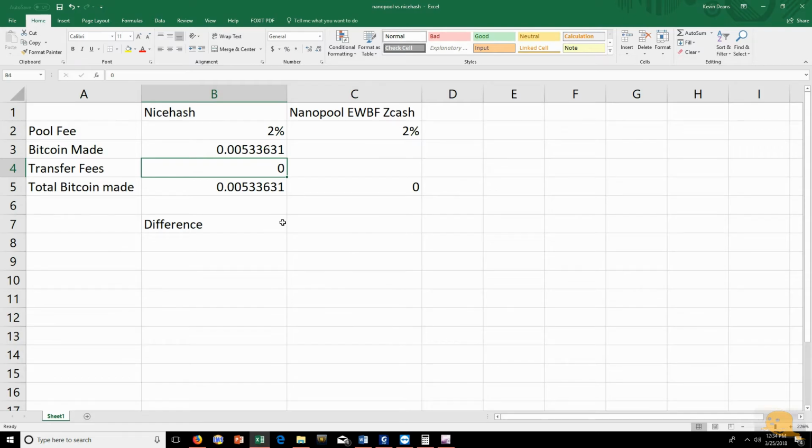So guys, in the next week we're going to be putting Nanopool on. We're going to run the EWBF Zcash miner, and we're going to look at the differences next Sunday at 12. The current time is 12:30, so we'll probably start it at 1 to make it a whole 7 days. Anyways guys, just stay tuned for that video, which will be coming up in a week.